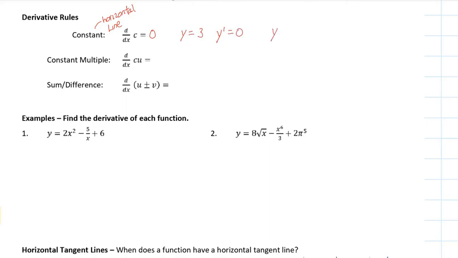If my function is y equals pi, pi is just a number. That's a flat horizontal line, so the derivative is still 0. All right, that's the first one there.